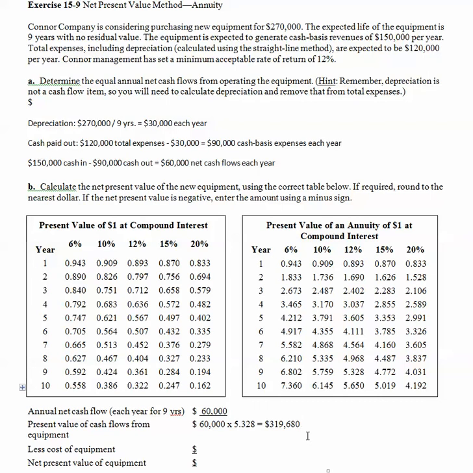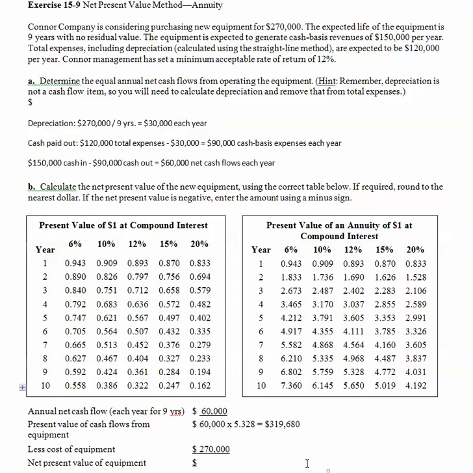In other words, if we invested $319,680 today and we got $60,000 a year back for the next 9 years, that is what we would earn if we were earning a 12% annual interest rate. But this problem tells us that we only have to invest $270,000 in order to get those returns of $60,000 a year.